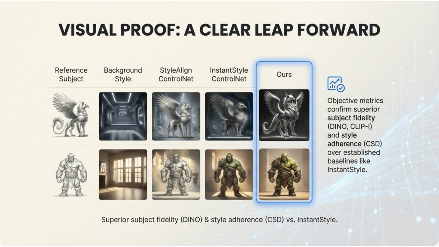Here's an objective comparison. We have a reference subject and a background style. Look at how different methods combine them. Style align, significant identity loss. Instant style, unnatural integration with visible artifacts. Ours, perfect identity, perfect style, seamless integration. Subject fidelity measured by DINO and CLIP-I. Style adherence measured by CSD. This method dominates existing baselines across all objective metrics.